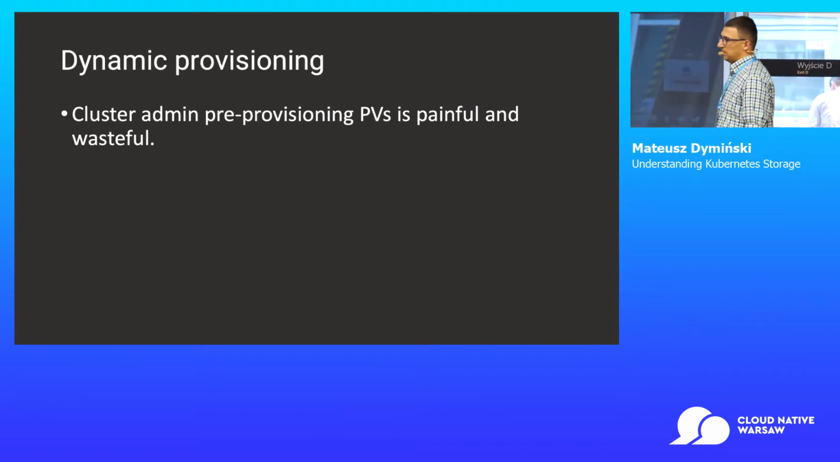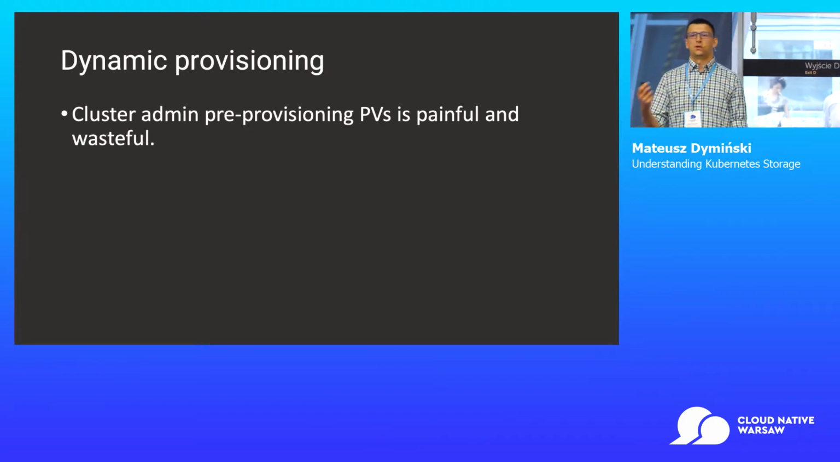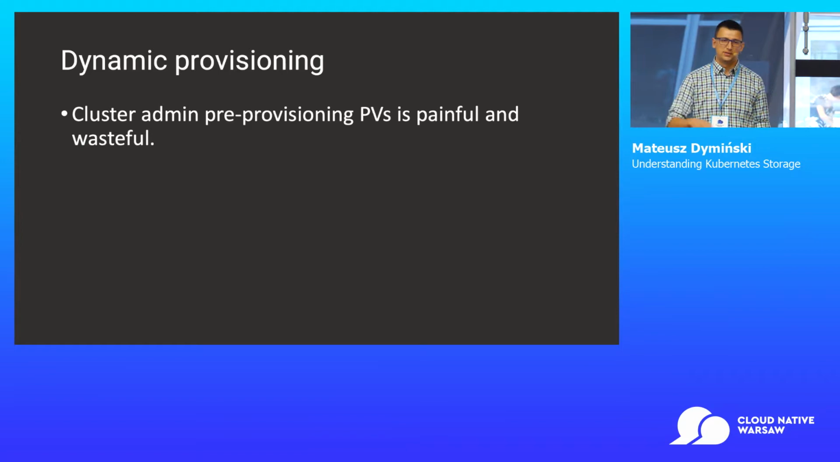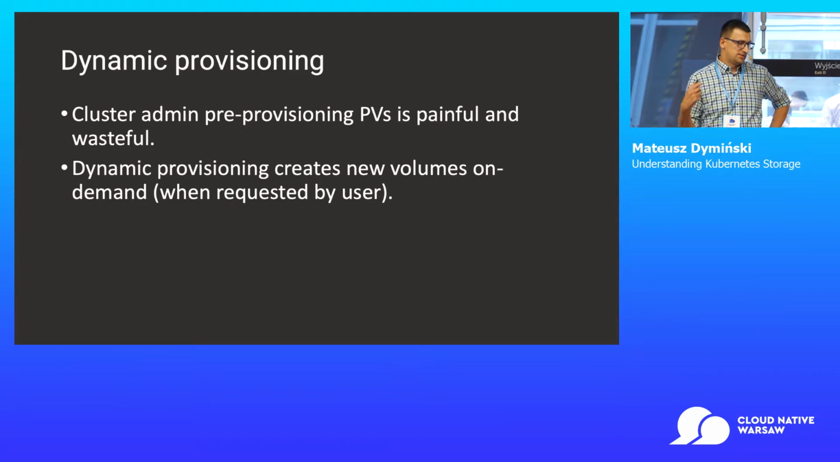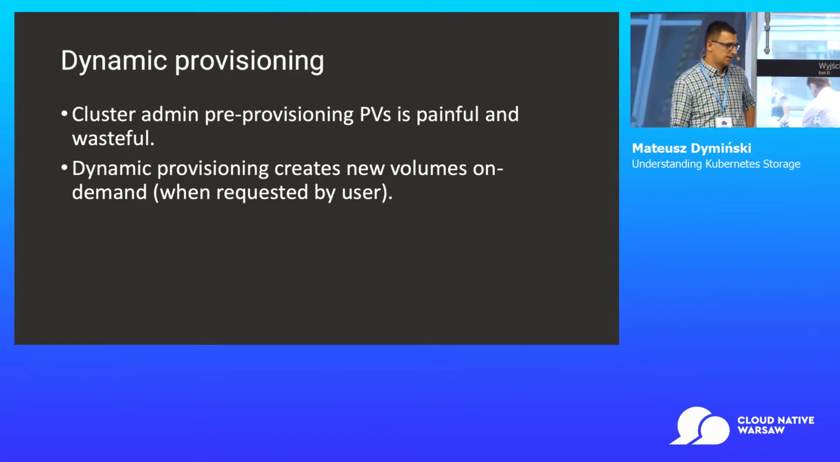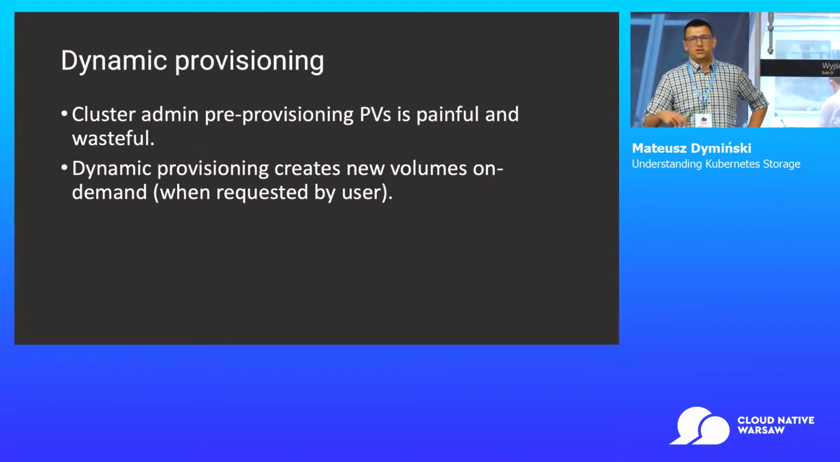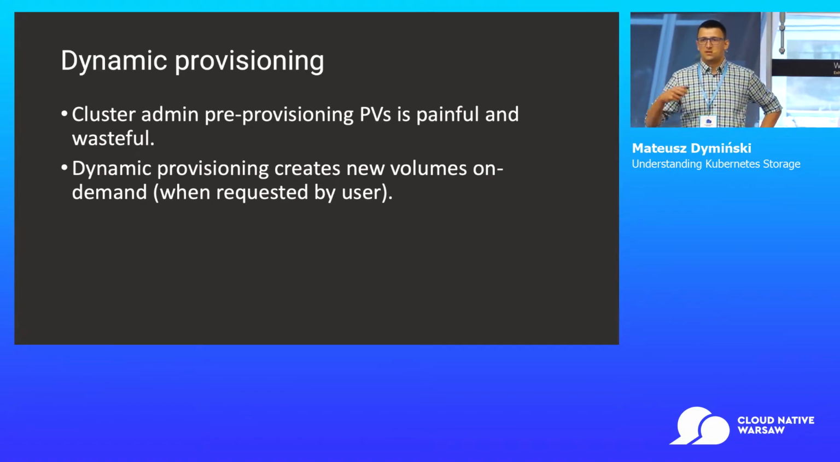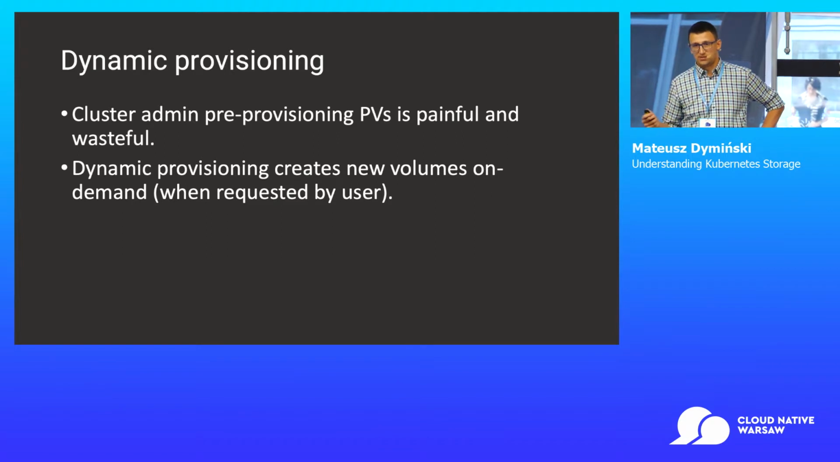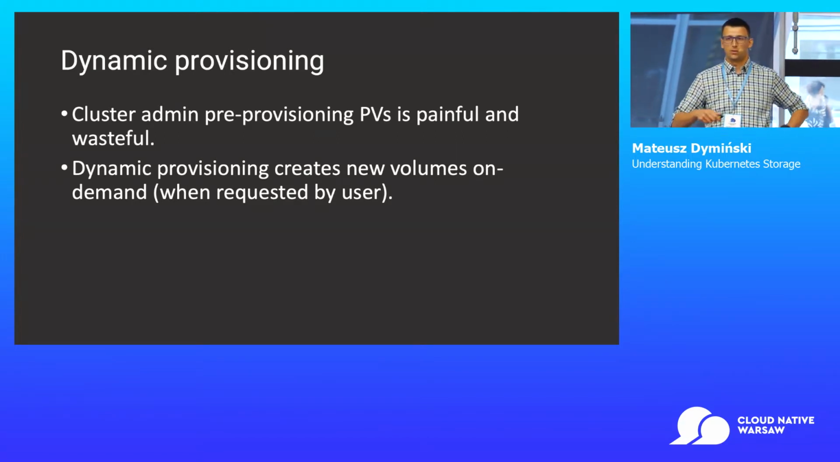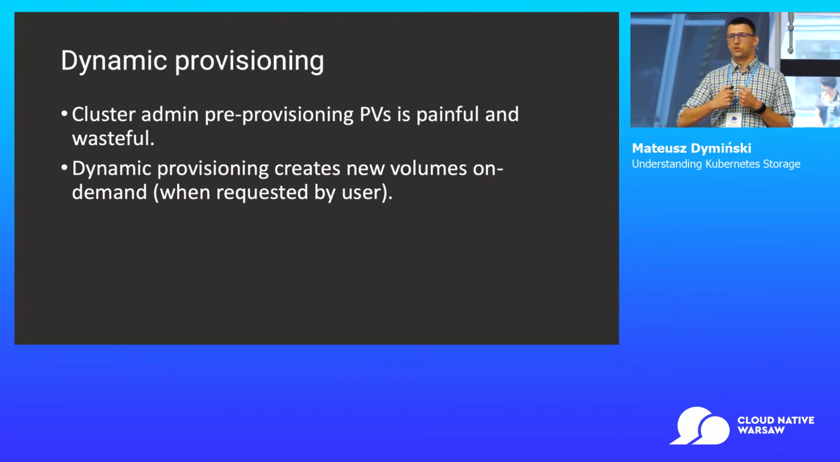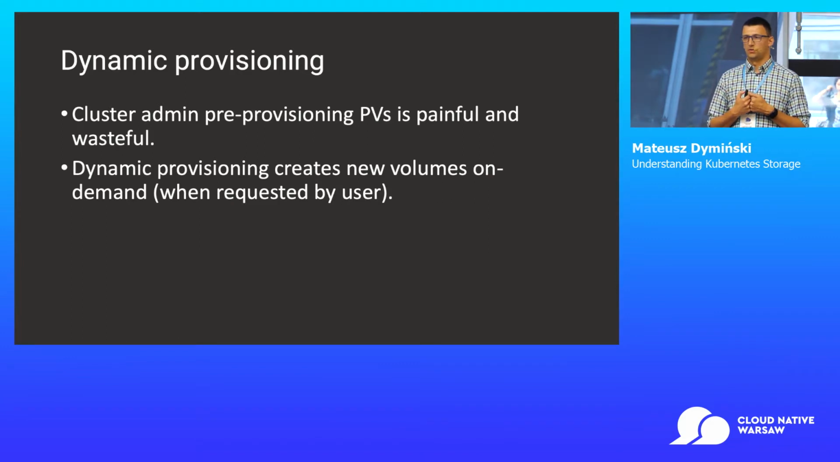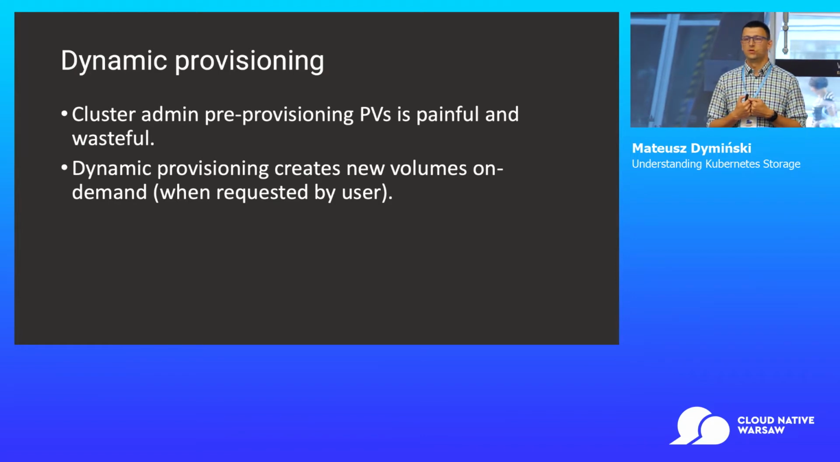So it's painful and wasteful that we need to call our administrator again to create this persistent volume. Instead, we can set up dynamic provisioning, which creates the volumes on demand. Now when a persistent volume claim request appears inside Kubernetes, Kubernetes understands that a new volume needs to be ordered from the cloud provider. And we also need to somehow describe how this volume needs to be ordered.